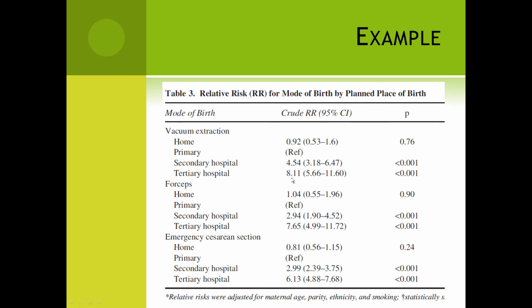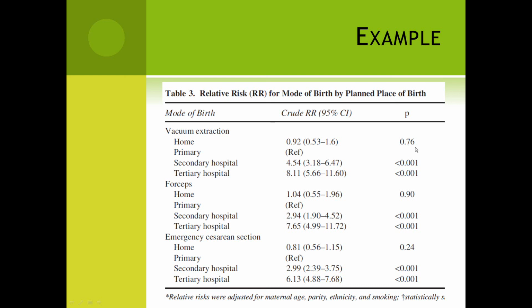And the tertiary hospital group are 8 times at risk of having a vacuum extraction compared to the group who are planning to have their babies in a primary unit. But the other thing I alerted you to last time was that this bit in the bracket here is really important. This is the confidence interval. We'll come back to that, but if we go across to the last column, we can see the p-values.